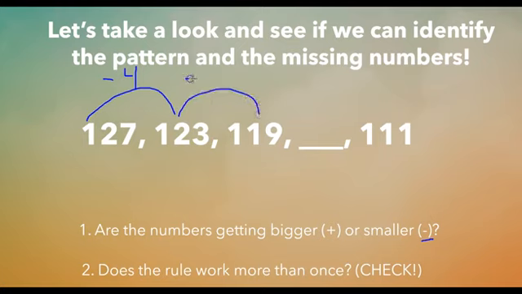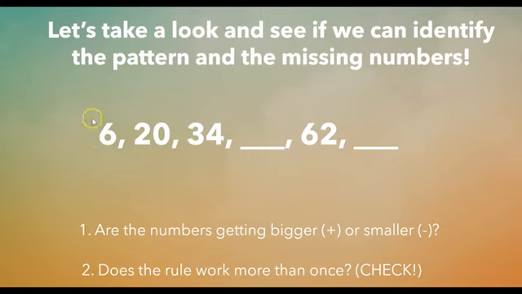123 minus 4 is 119. So that officially is my rule. And to get my blank, I just have to do 119 minus 4, and that's 115. And 115 minus 4 is 111. So I've got my rule, and I've got my blank space.